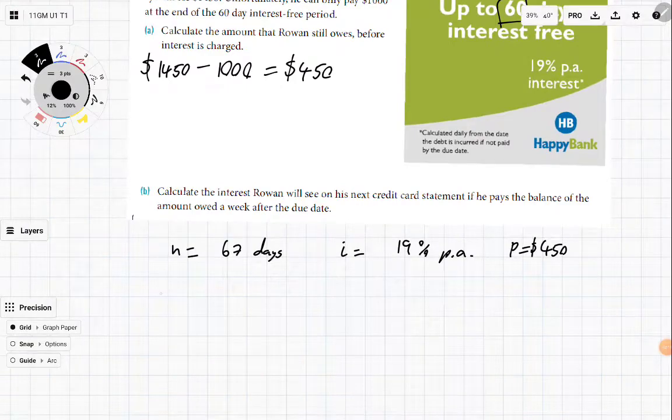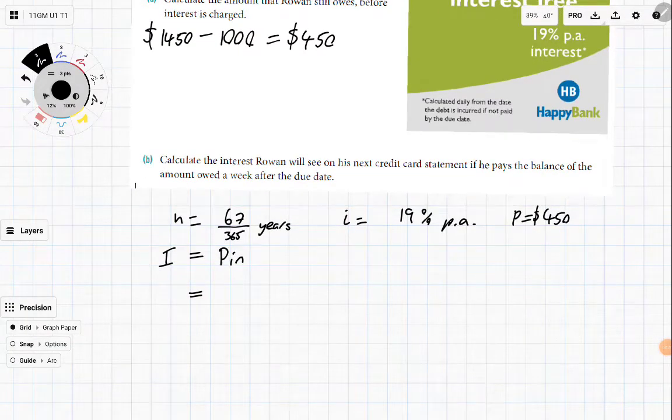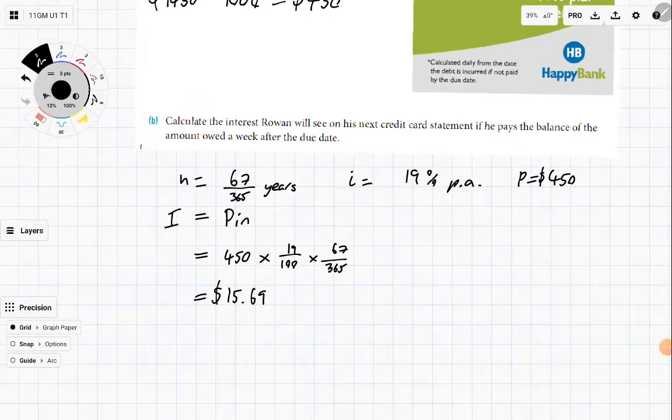Since we're just looking for the interest, credit cards use simple interest, so we can just use I equals PRN for this. Just make sure that since we've got 67 days, we convert that to 67 over 365 years. Now we can just substitute straight in. So 450 times 19 over 100 times 67 over 365, and that gives us $15.69. So the amount of extra interest he will see will be $15.69.